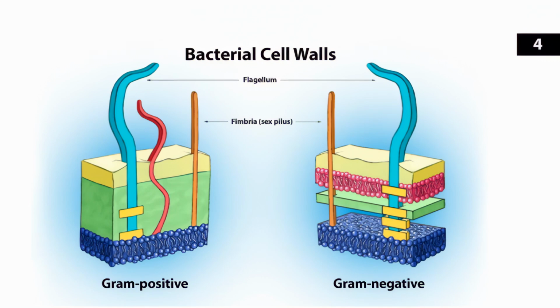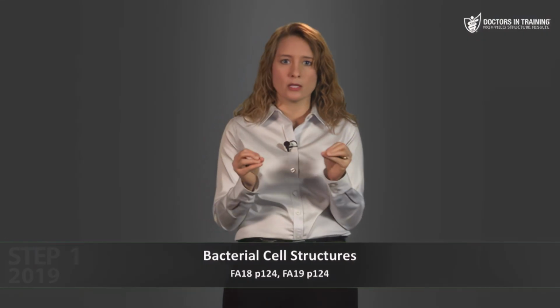And now flagella. Flagella are usually longer than fimbriae and pili. They're filamentous structures that whip around, providing mobility to bacteria. Now let's go through a few more bacterial structures.